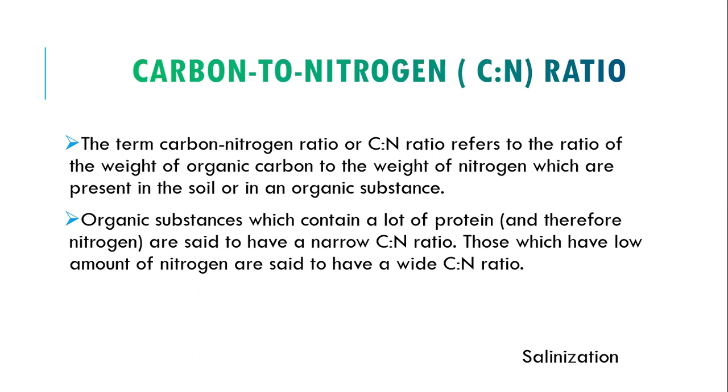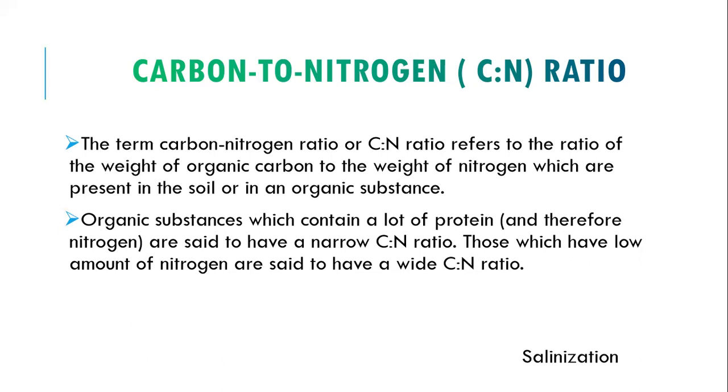Now this term, carbon nitrogen ratio, C:N ratio, simply refers to the ratio of the weight of the organic carbon to the weight of the nitrogen which are present in the soil or in an organic substance. So it simply refers to just a ratio, that proportion of the weight of the organic carbon to the weight of the nitrogen which are present in the soil.